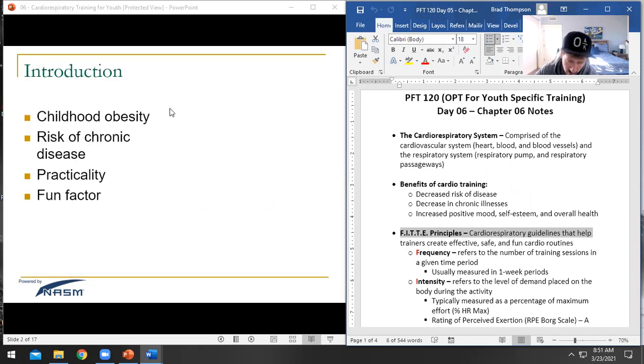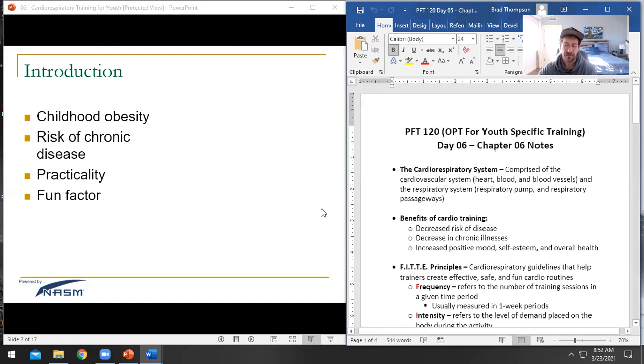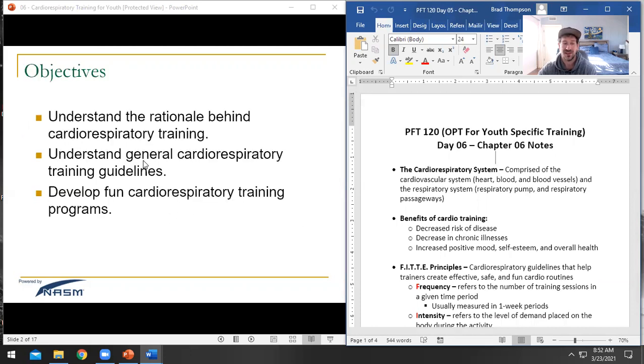So we know that obviously childhood obesity is a big deal. And so getting youths engaged in cardiorespiratory exercise is a great way to reduce their risk for certain chronic diseases. It's fun, it's engaging, or at least it should be, right? If we're designing it appropriately. And so that's going to have really positive effects.